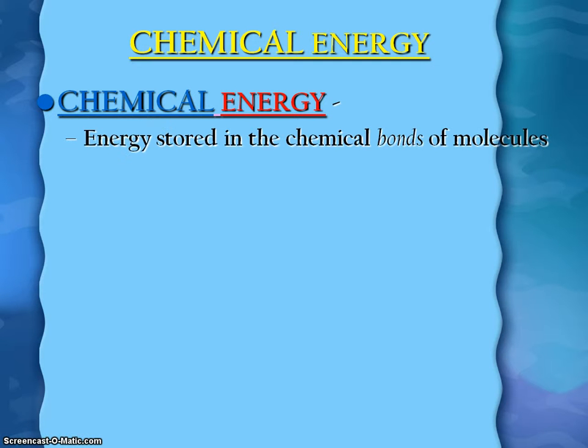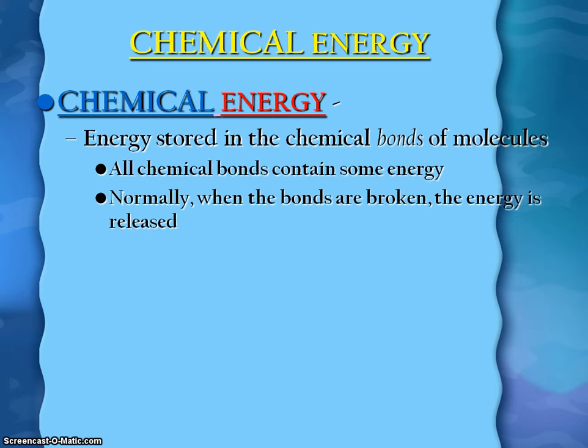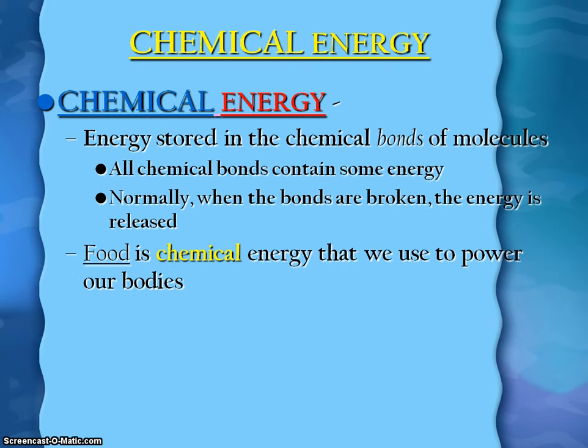Alright, chemical energy. Chemical energy is energy stored between the bonds of molecules. Food is a good example of where chemical energy is going to be found. When we take food in, we break it down, we break the bonds, and we get energy from the food as a result. You can have bonds forming, but it's usually the breaking of bonds that's going to give us this energy.